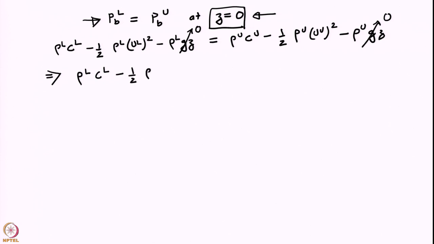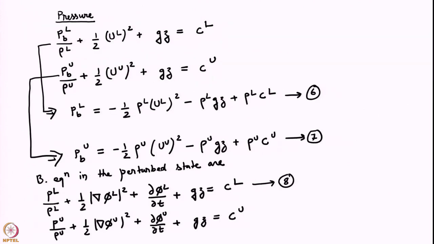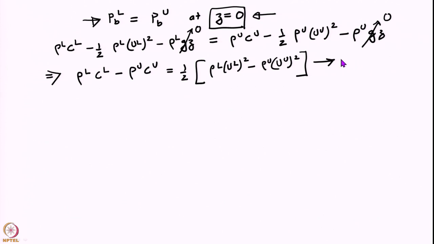This tells us that rho_L C_L minus rho_U C_U is equal to half rho_L U_L squared minus half rho_U U_U squared. I will call this equation 10. Equations 8 and 9 are the Bernoulli equation in the perturbed state.